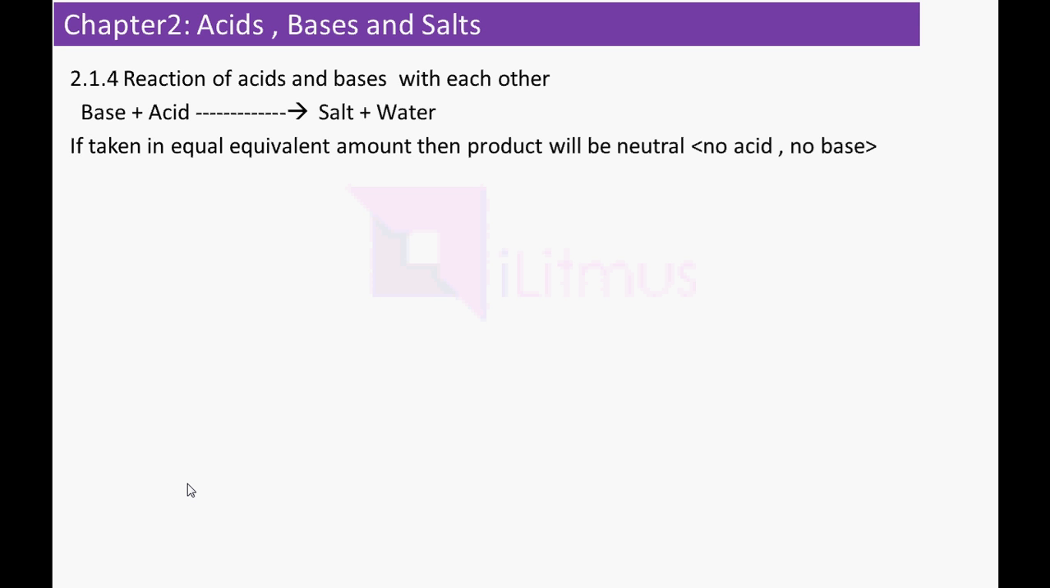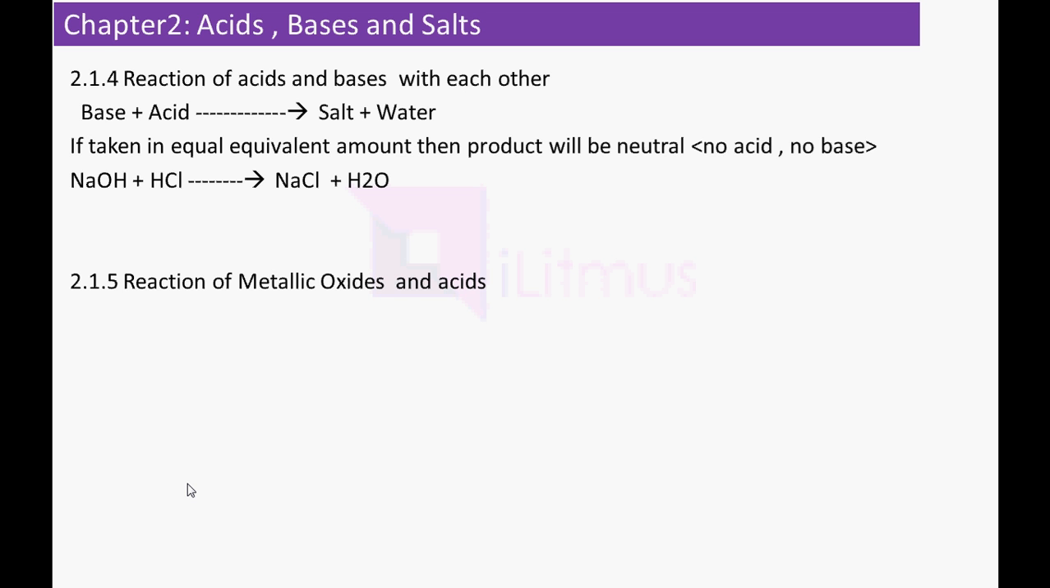But when you take equivalent amounts, an equivalent amount of base and an equivalent amount of acid will always make the same equivalent of salt and water. So your whole base and acid will be consumed. Salt and water doesn't have any pH of its own, so it will be pH 7. Sodium hydroxide and HCl is a typical example which is given.